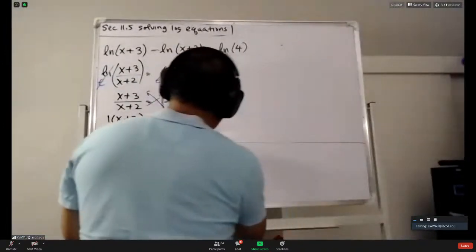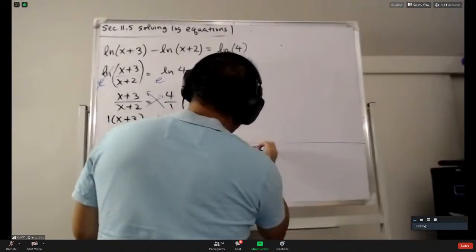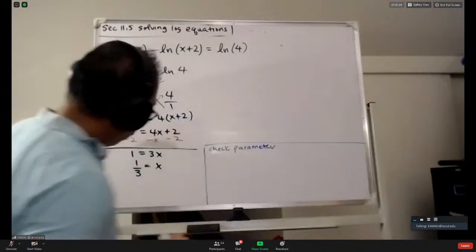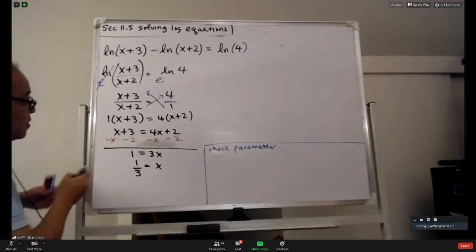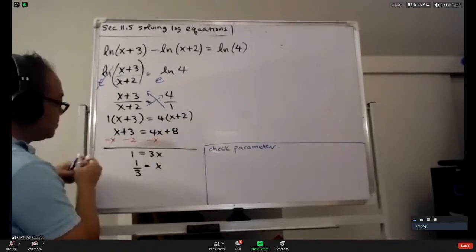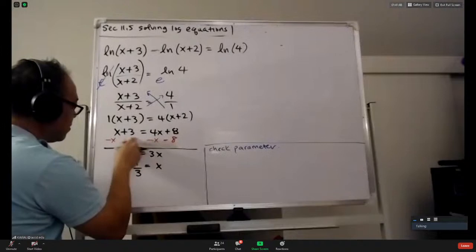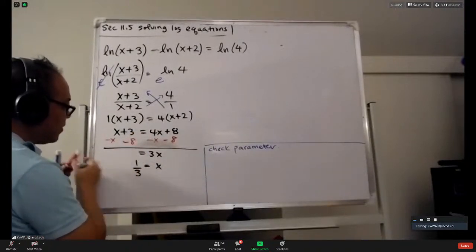So here we're going to check the parameter. Professor, shouldn't it be 4x plus 8 when you distribute the 4? Ah, yes. Thank you. So 3x is equal to -5, huh?